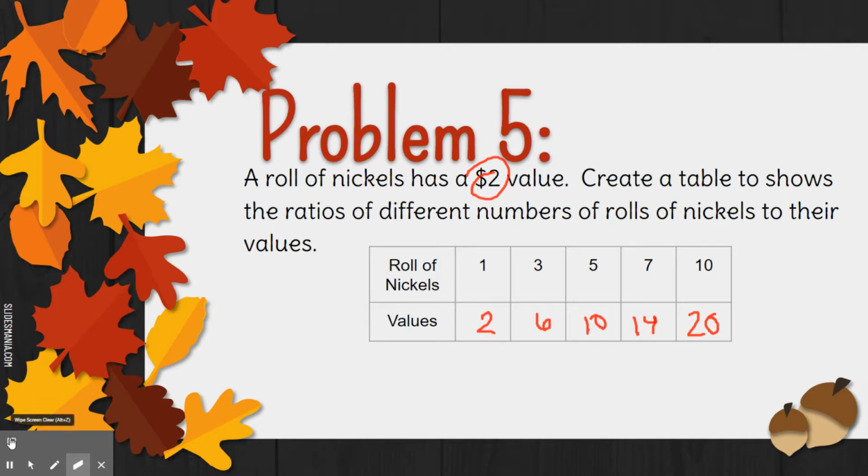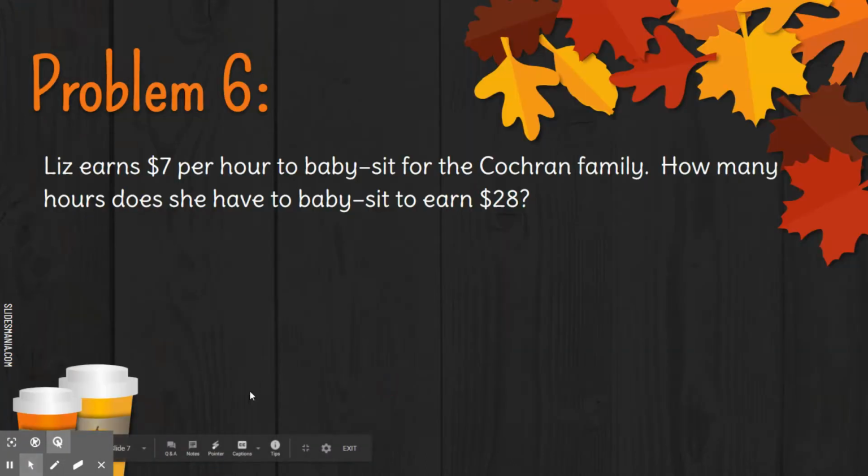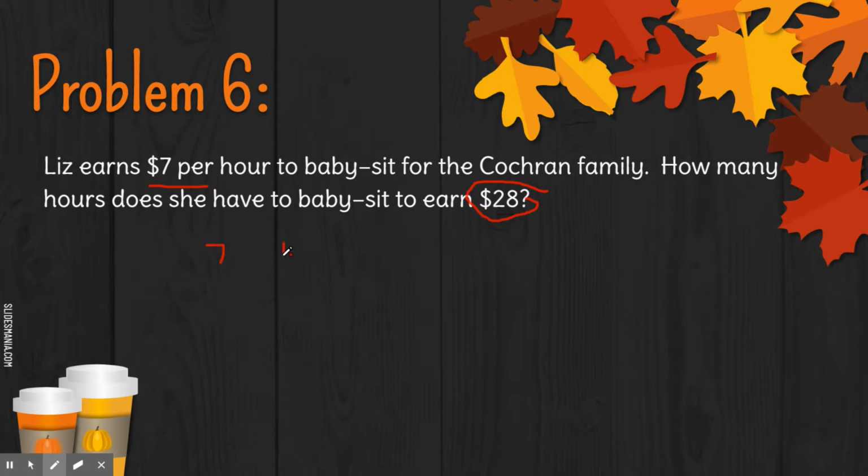All right, moving on to my last question here. Liz earns $7 per hour to babysit the Cochran family. How many hours does she have to babysit to earn $28? Okay, so we know her unit rate in this case is 7 per 1 hour. And we want to know how many hours she has to work to earn $28.